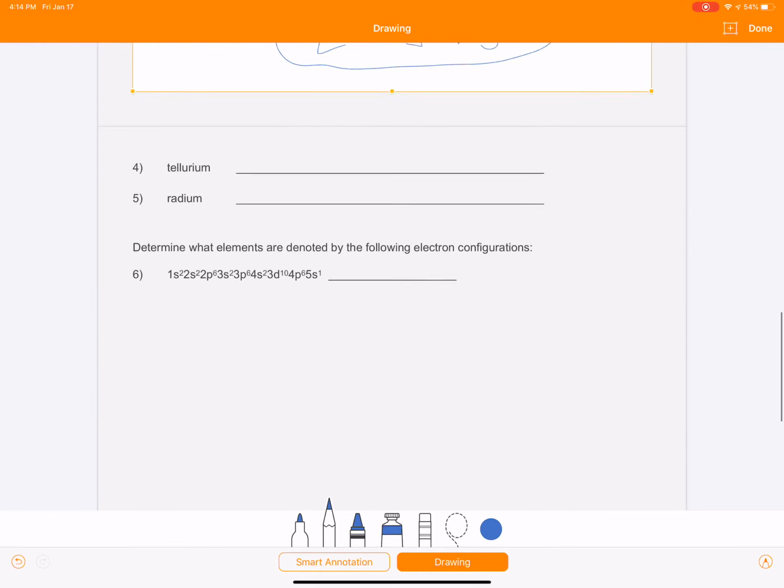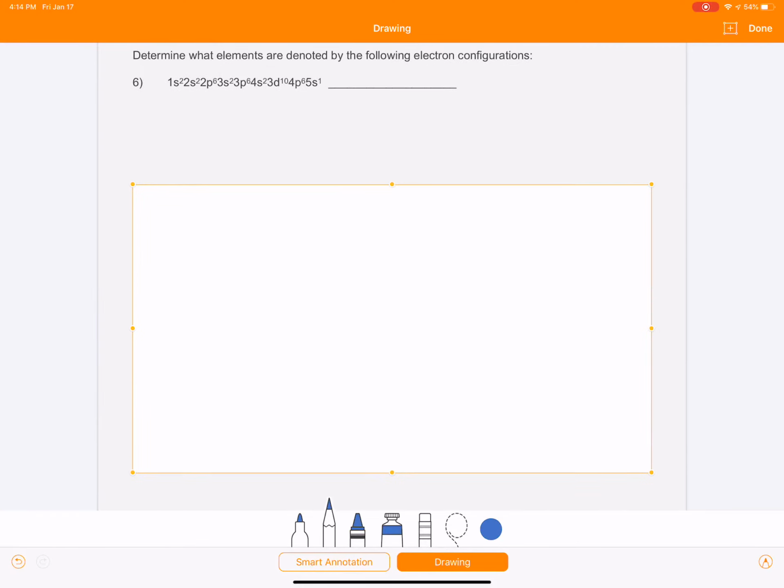Now, there's one more type of question you could get with these, and that's just simply giving you the full electron configuration, not the abbreviated one, and asking you to find the element it represents. So there's a couple ways to do this. You can write along with the configuration and just follow along in your periodic table, or you can look at the last subshell filled. So in this case, the last subshell filled is 5s1. So that means that we definitely didn't fill our 5s subshell. We're the first one in.